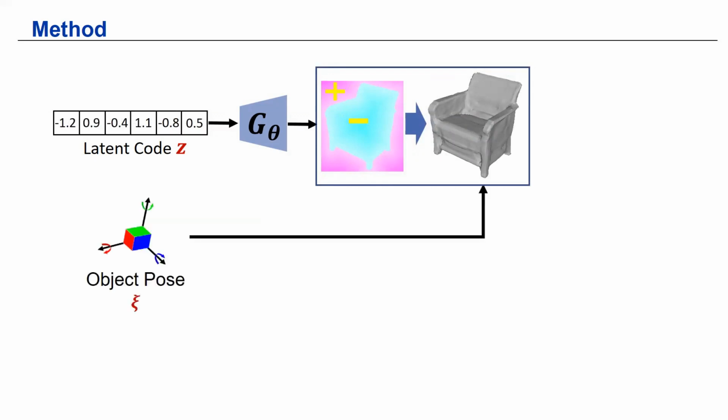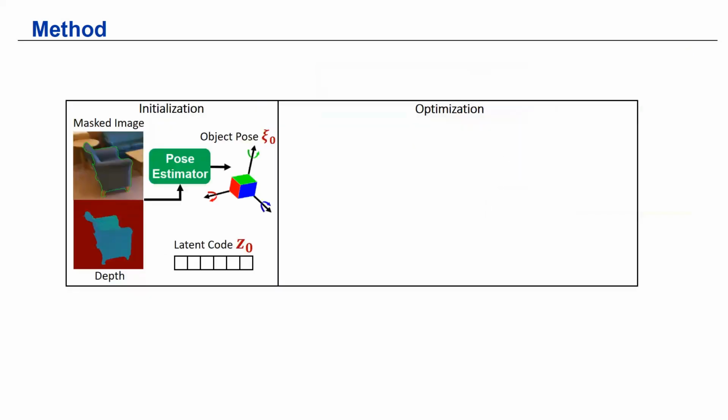To reconstruct the object in the scene, we estimate a 9 degree of freedom pose that can transform the object from the object model frame to a global reference frame. And at runtime, we jointly optimize the latent code and the object pose. We initialize the latent code with the 0 vector, and the object pose can be initialized from an existing pose estimator.